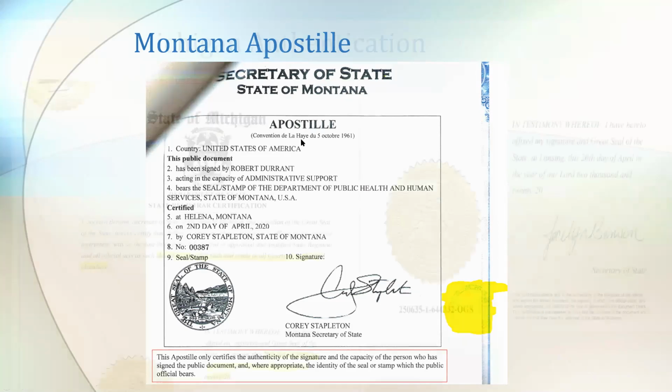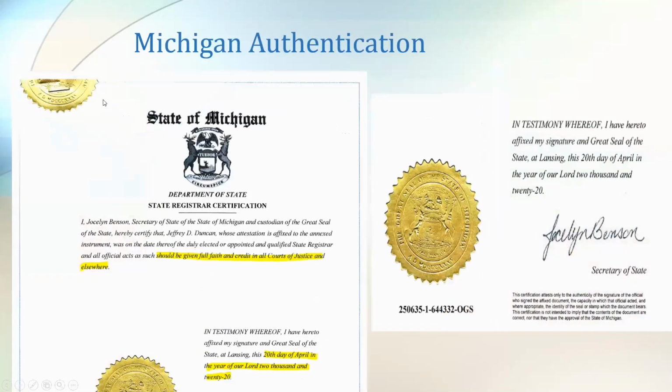And then this is mine from Michigan. This is the state authentication, and you see it has this seal here that attaches the letter to the birth certificate, and it's stapled, as well as the seal down here. And then two other things I noted on here: should be given full faith and credit in all courts of justice and elsewhere. And this is the one from the state.